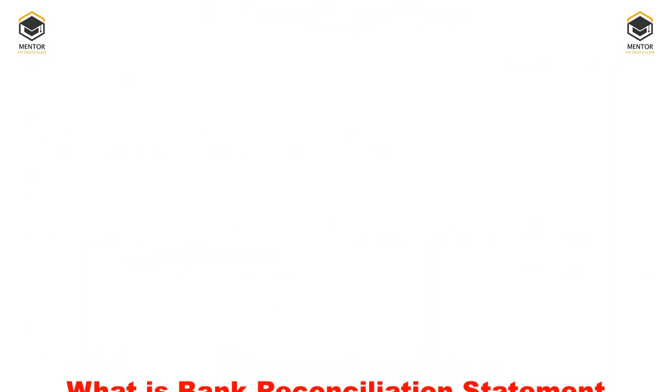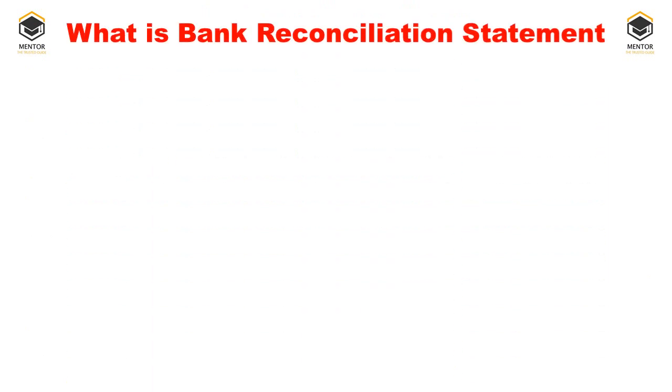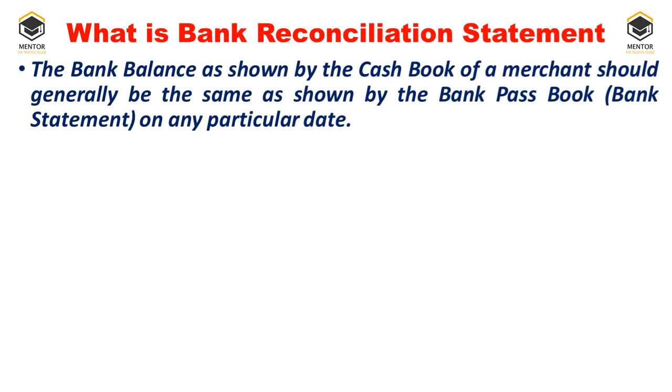So we'll take up the next, that is, what is a bank reconciliation statement. This is very important. You must understand what BRS is. The bank balance as shown by the cash book of a merchant is supposed to match with the bank balance shown by the passbook, that is the bank statement, on a particular date. Every month the banker will generate a statement containing the data of the passbook entries. So the cash book balance is supposed to match with the passbook balance, that is the bank statement.